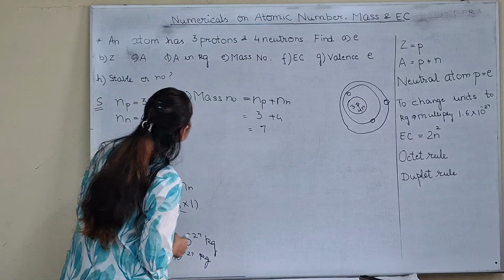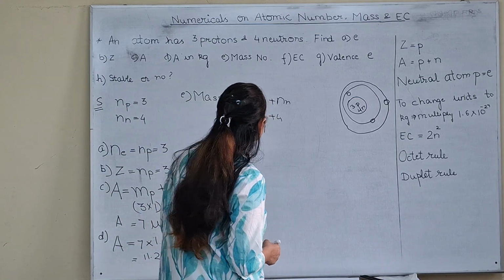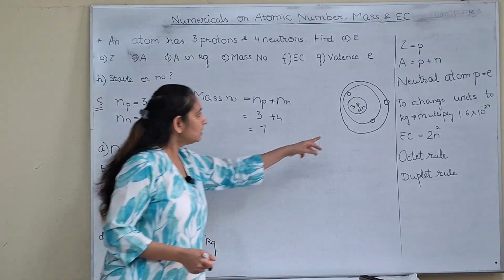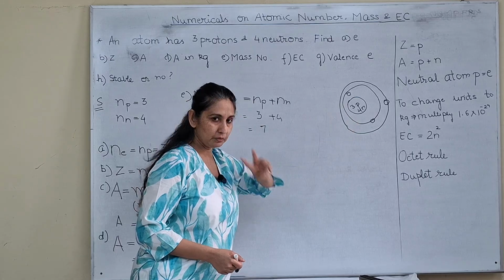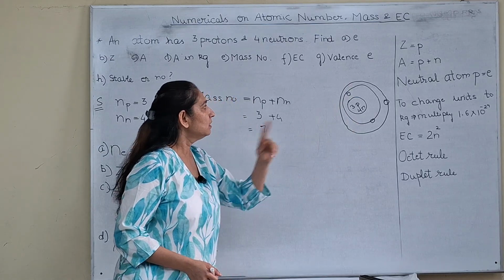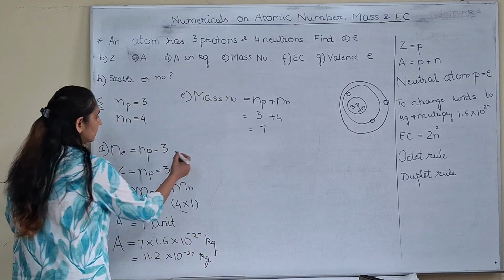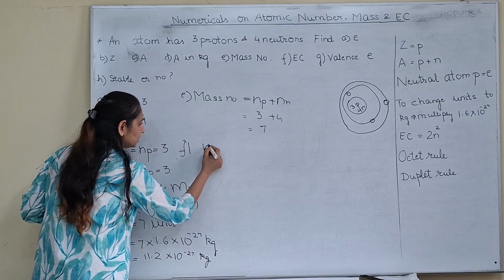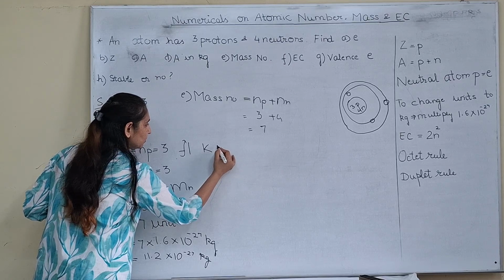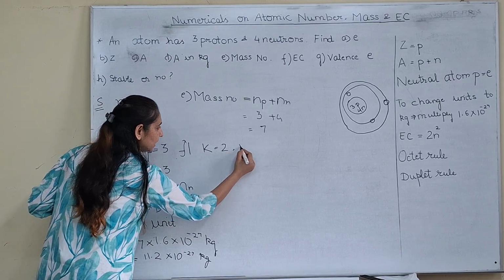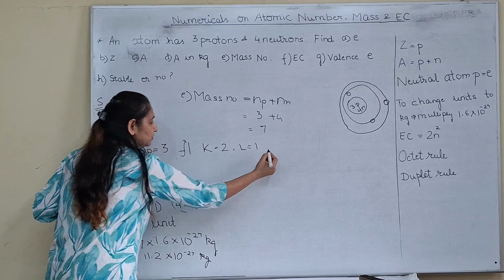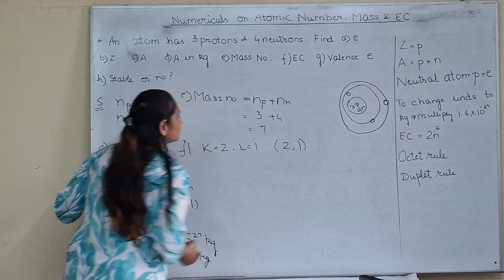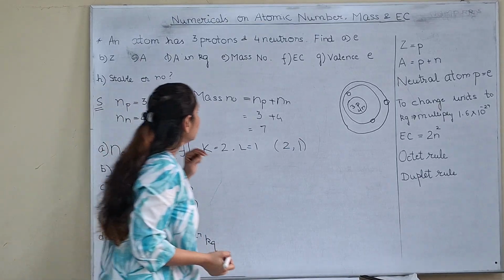Okay, mass number, electronic configuration. So we've already drawn, and we can write first level 2 electrons, second 1 electron, right? We've already done that. In the K shell or 1st shell you have 2 electrons, in the L shell you have 1 electron, so you can just write it as 2, 1. This becomes the electronic configuration.